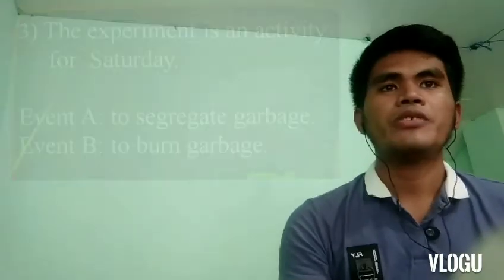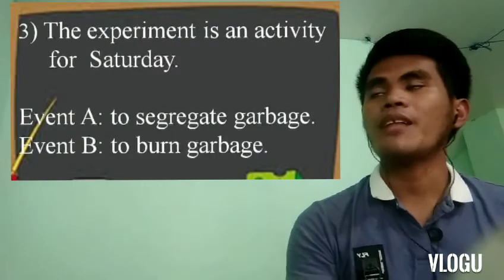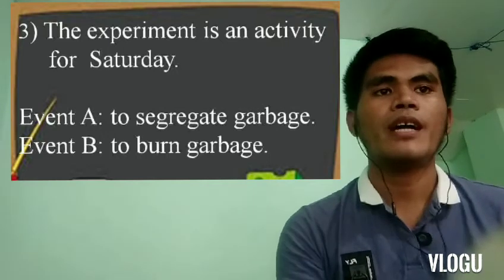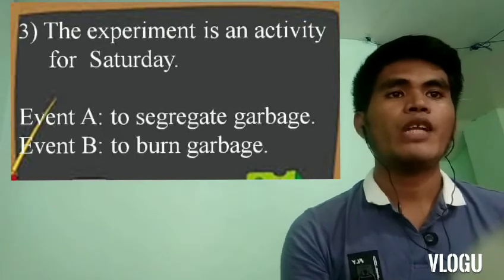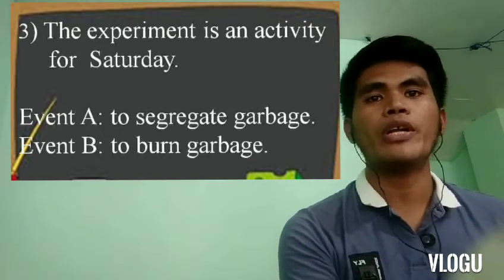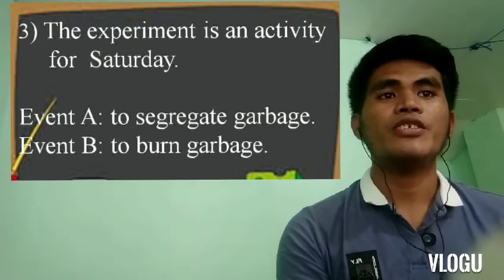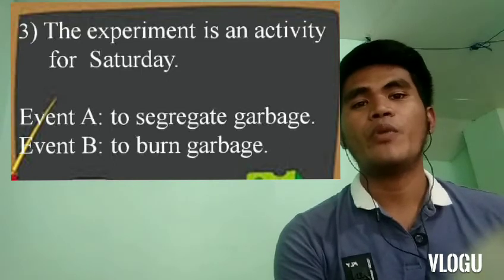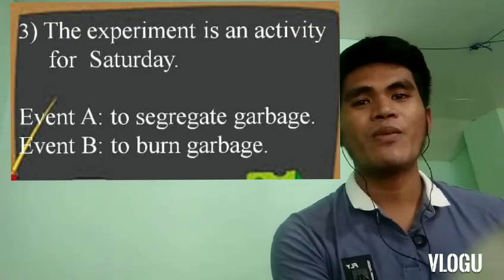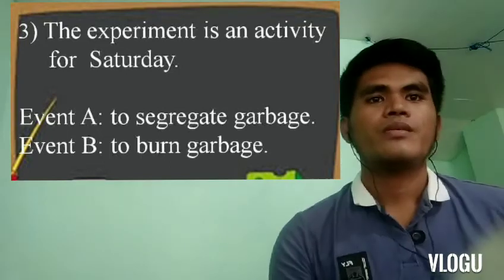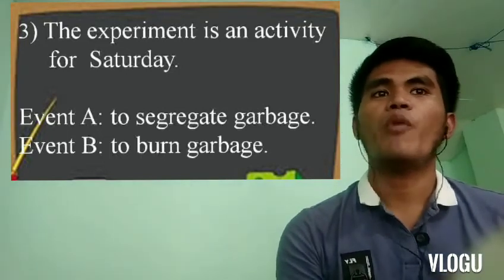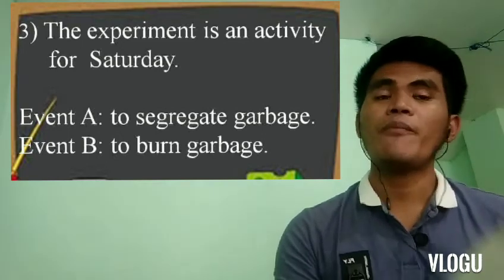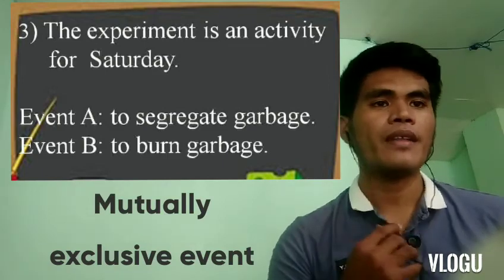Example number 3. The experiment is an activity for Saturday. Event A, to segregate garbage. Event B, to burn garbage. Now, can we segregate garbage while burning it? It means we cannot segregate garbage while burning it, or burn it while segregating. So these events cannot occur at the same time. So this example is a mutually exclusive event.